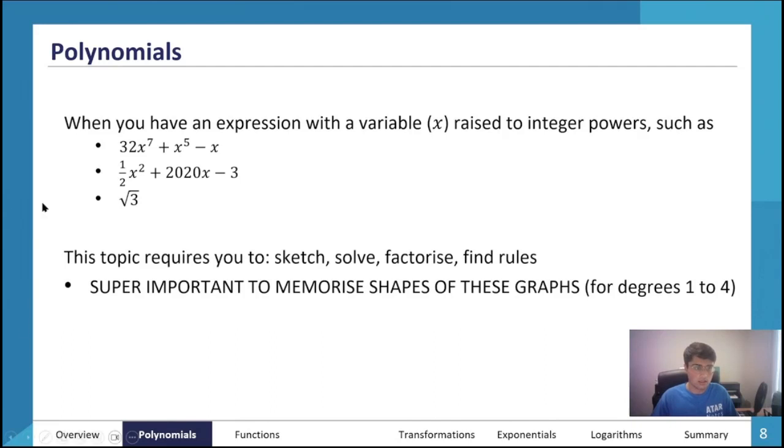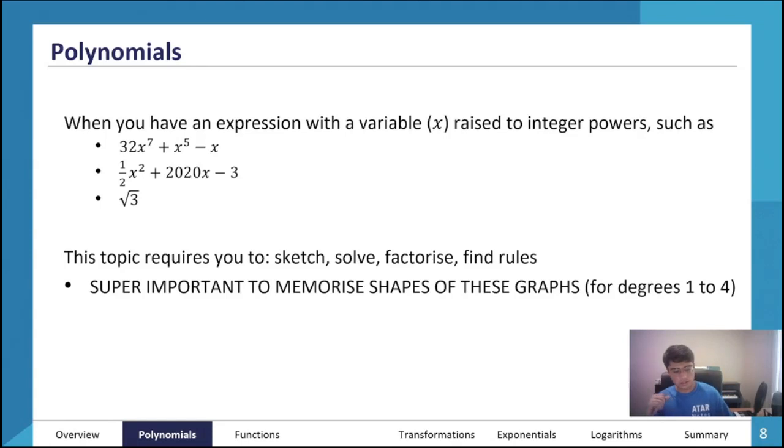In Methods 3 and 4, you're going to have to know exactly how to sketch these functions, how to solve for x when the function equals 0, factorize these functions, and find rules given a particular graph or given some information about a particular polynomial. So you need to get very, very familiar with the shape of the graphs of the polynomial, as well as just some general properties of polynomials. And we're going to be exploring that throughout this lecture.